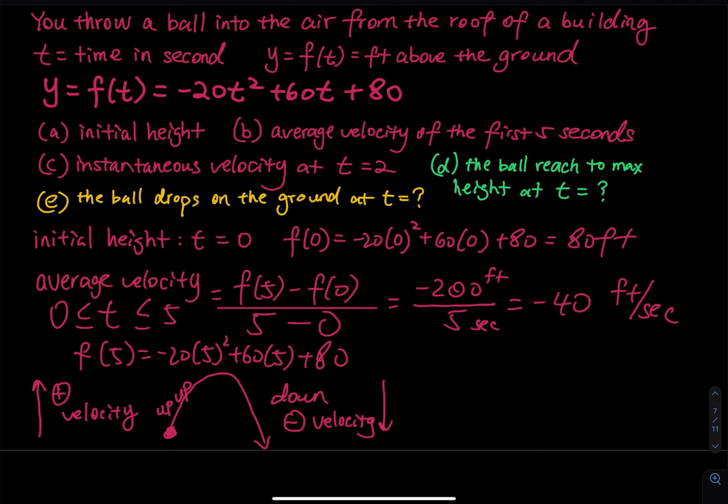For t between 0 and 5, I will think about it like this. t can be 0, 0.1, 0.2, something like 1.2, 1.6, 2.44, and so on and so forth, all the way to 5. So every time you plug in a t, you get a different height, right? The idea of average velocity is you are taking an average.